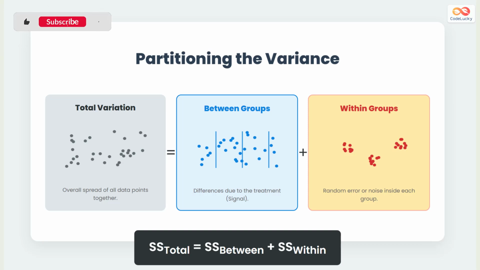So how does it work? The name Analysis of Variance gives us a clue. We analyze the variation or spread of the data. We take the total variation in the data and split it into 2 parts. First, the variation between groups. This is the good stuff, the signal, the differences caused by our treatment or categories. Second, the variation within groups. This is the noise, the random differences between individuals that have nothing to do with our groups. ANOVA is essentially a battle between these 2 types of variance.